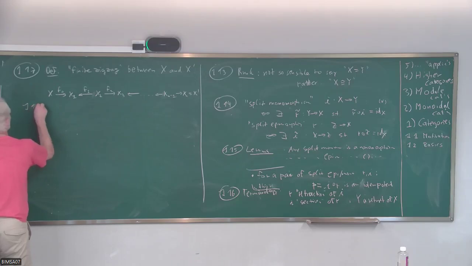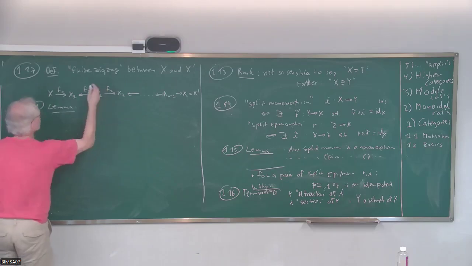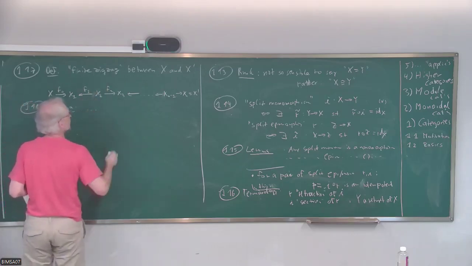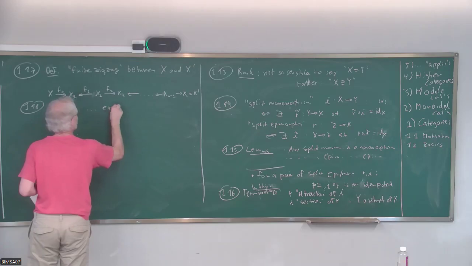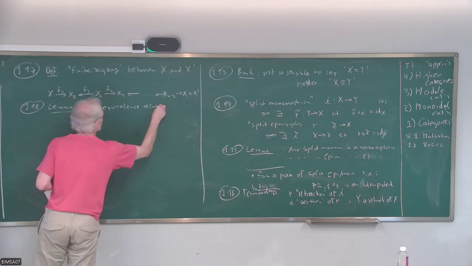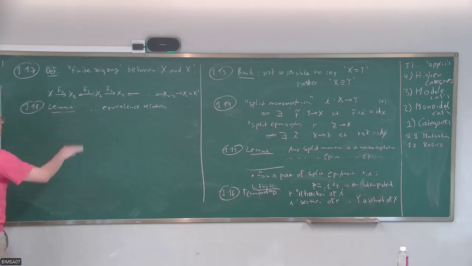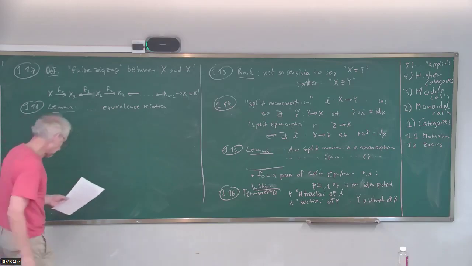Lemma: existence of finite zigzags between X and Y is an equivalence relation. I should say we always have a morphism from left to right and then right to left. Of course, this is without loss of generality. If there are two arrows in the same direction after each other, then we just compose them into a single one. Then this will be of the same type.